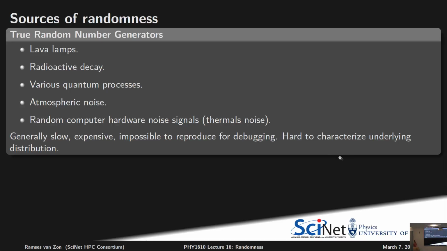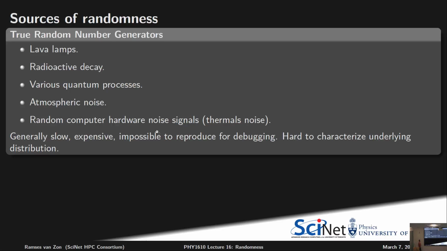But your computer hardware itself has noise as well. This could be thermal noise. It could also be, if your computer is connected to a network, it could use the network traffic, which is kind of random. I mean, who knows what you're looking at on the net? That can be used to generate randomness. But what all of these have in common, apart from being really random, is that it's generally slow. You don't get your next random number until something has happened, right? So until the lava lamp has turned around, or your barium atom has decayed.